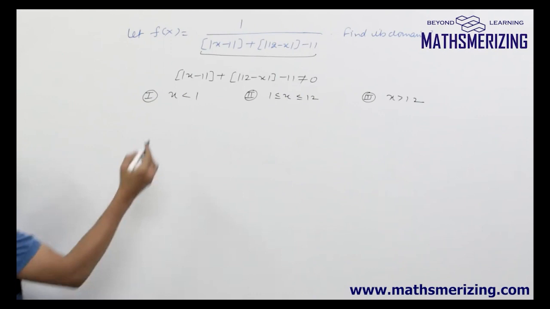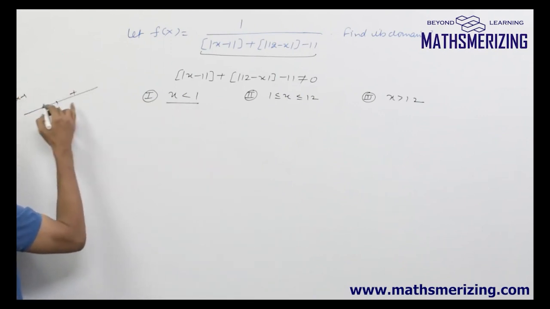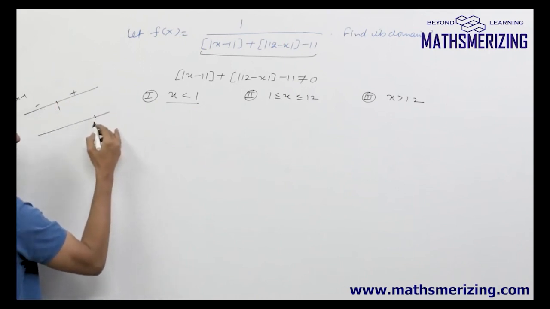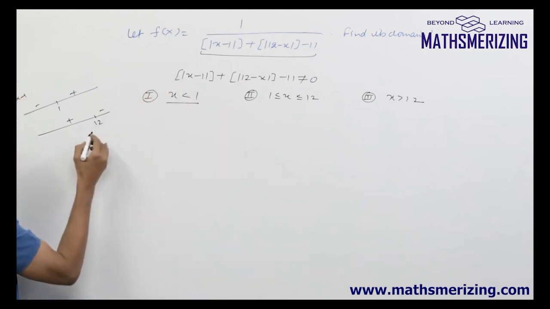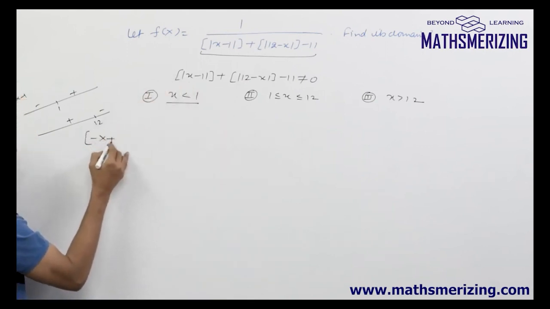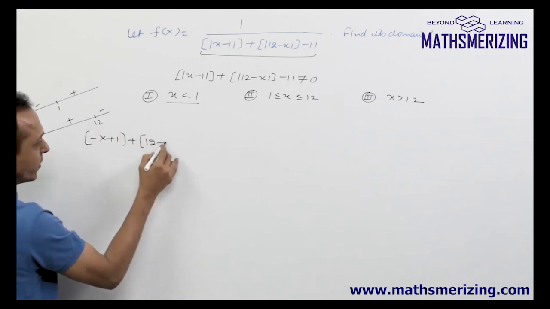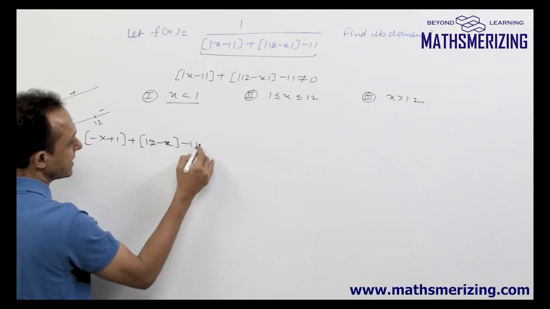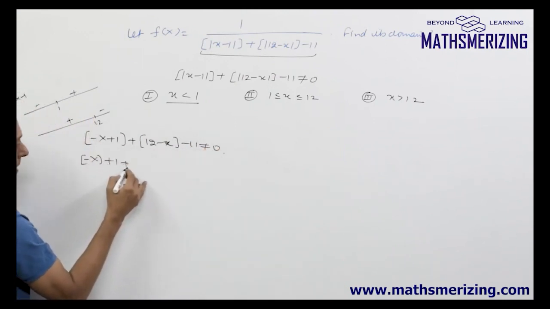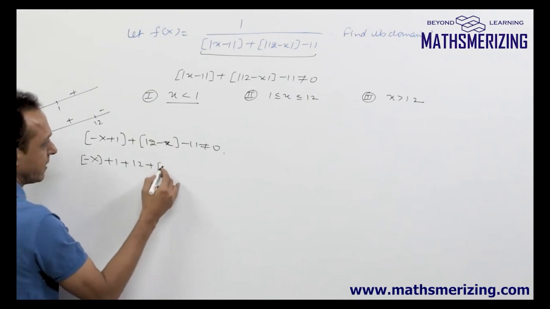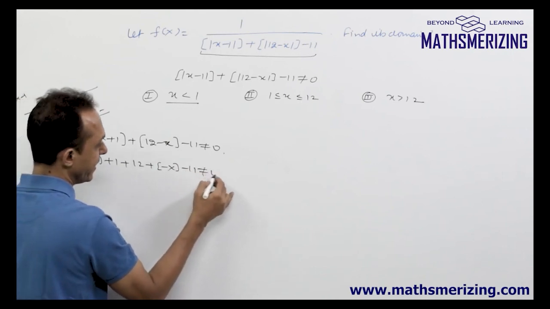Now for the first case, when x is less than 1, so I know that this x minus 1, its value changes at 1, so this is plus and this is minus. And for the next one, 12 minus x, so this is minus and this is plus. So first expression will be negative, so it'll be minus x plus 1. And then 12 minus x will be positive, so there'll be 12 minus x and then minus 11, and it should not be 0. So I can write it as greatest integer function of minus x plus 1 and plus 12 plus greatest integer function of minus x and then minus 11, it should not be 0.